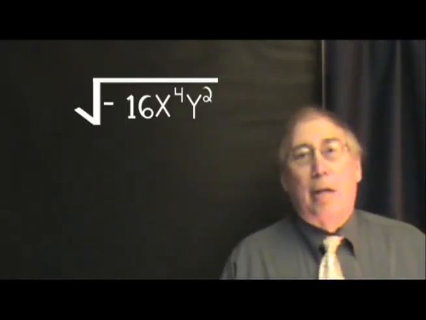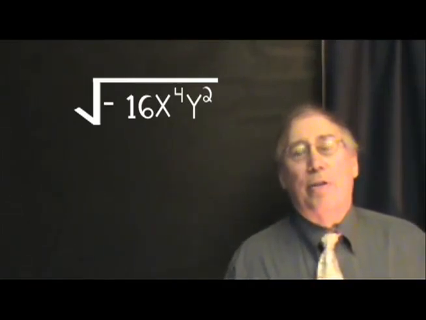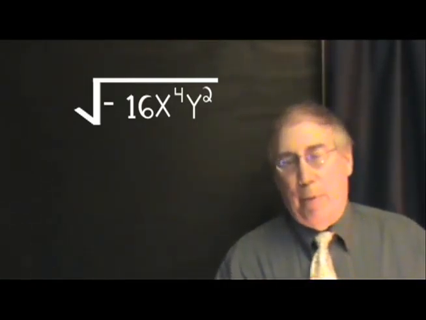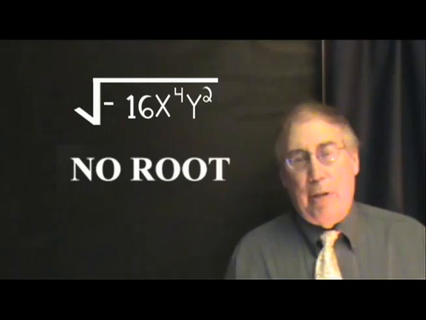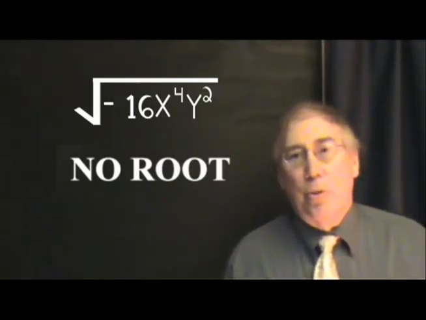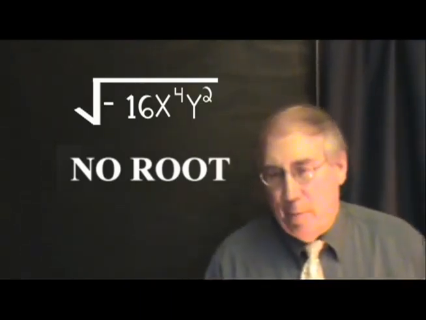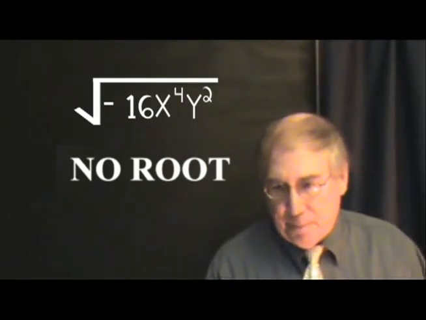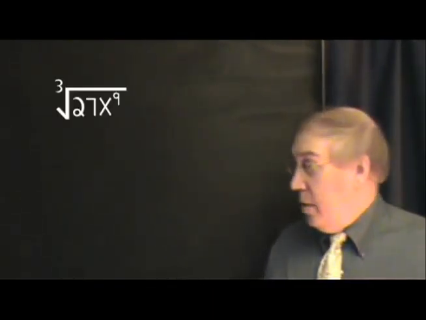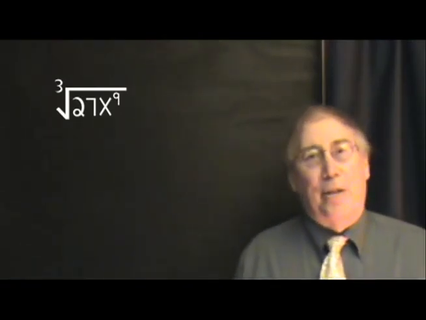Another problem. Now this one here, there's a negative under the radical. We can't do that one. We can't take the square root of a negative number. There's no real root. It's an imaginary number. So we'll go on to one that we can do here.